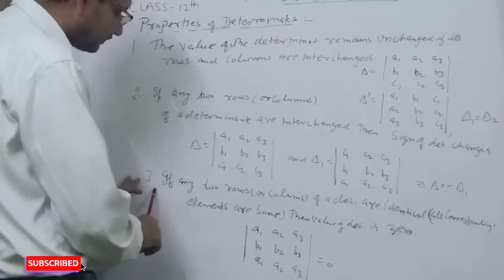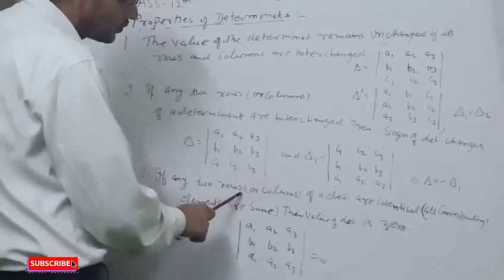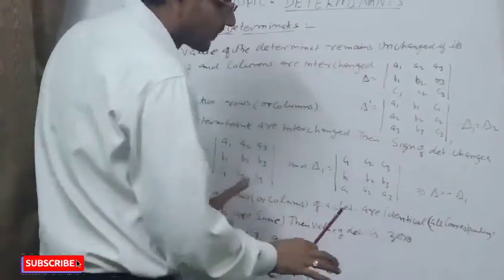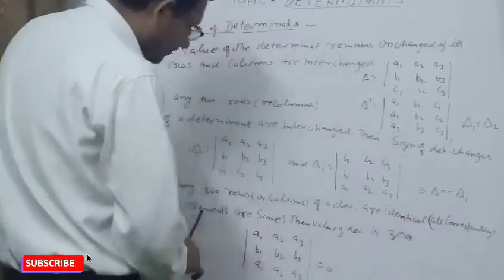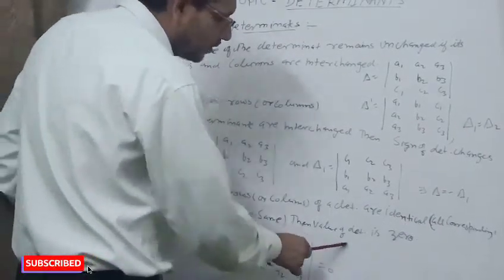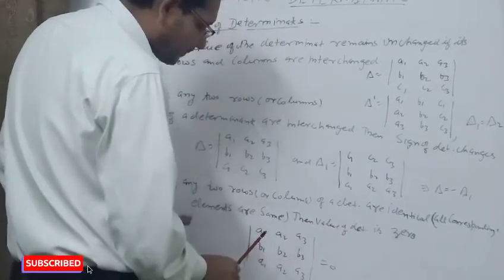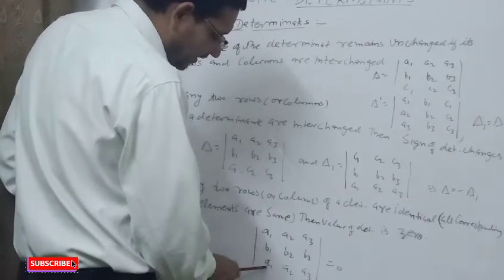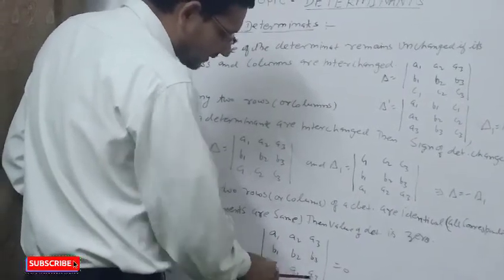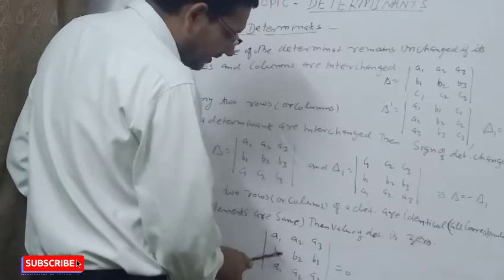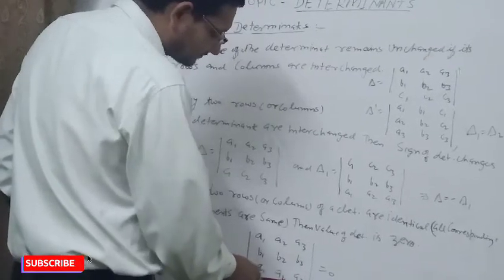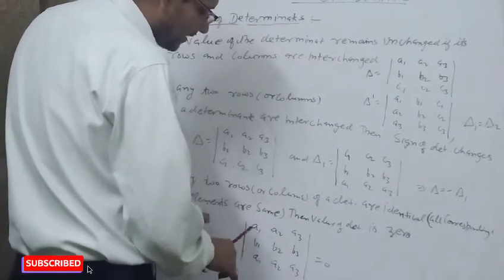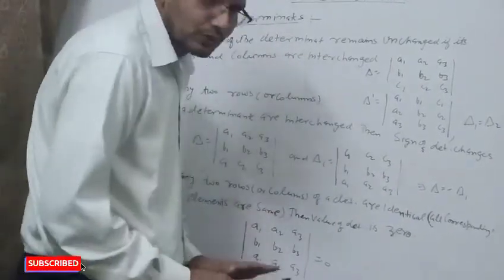Next, third property: if any two rows or columns of a determinant are identical, meaning all corresponding elements are the same, then the value of the determinant is 0. Look at this: A1, A2, A3 and B1, B2, B3 and again A1, A2, A3. R1 and R3 are the same, each element is the same. So without expanding this determinant, we can write that the value of this determinant is 0.